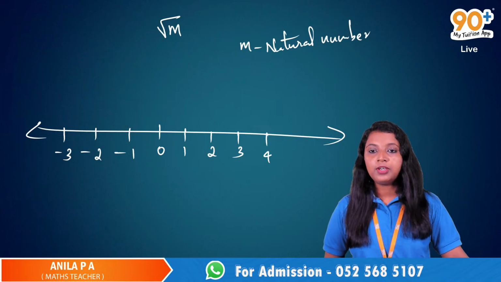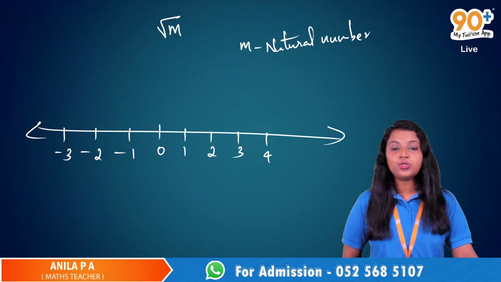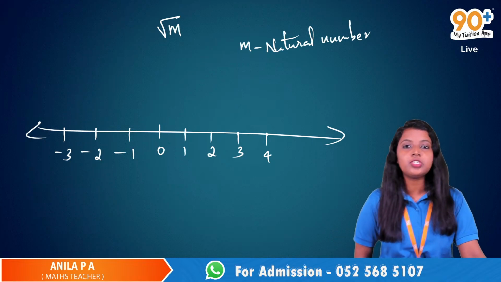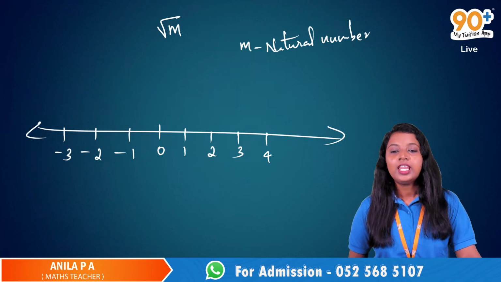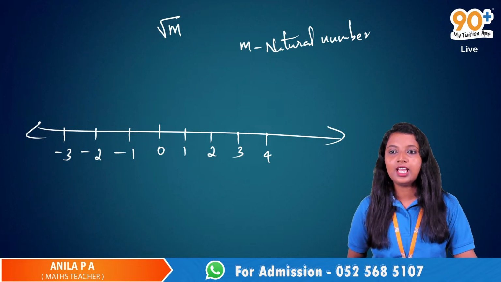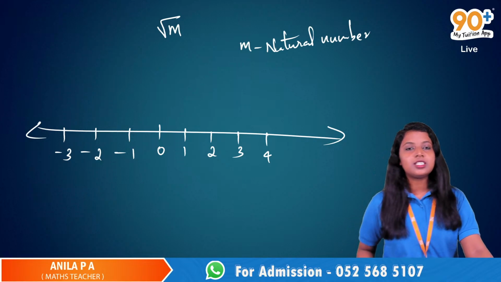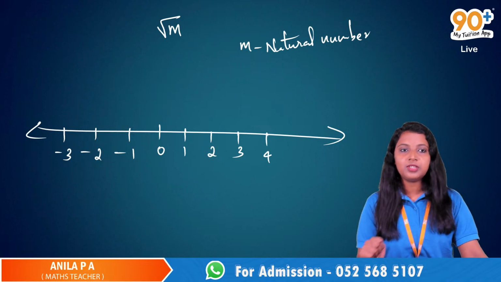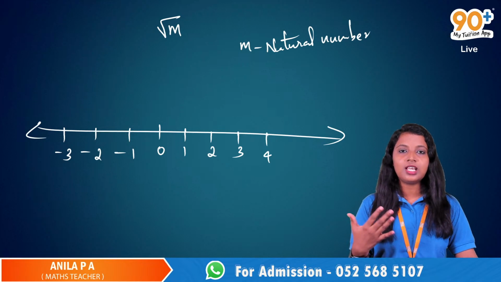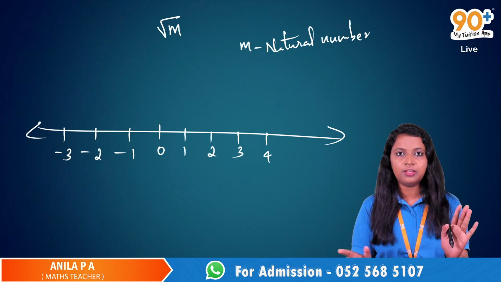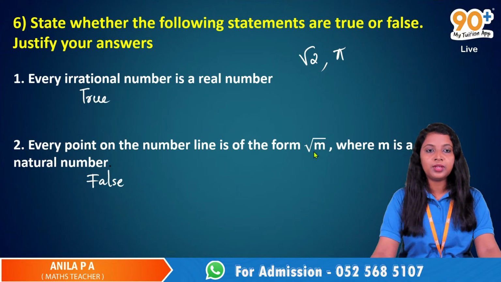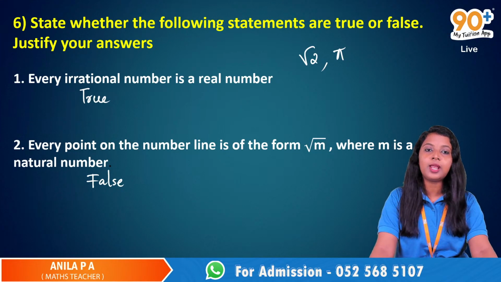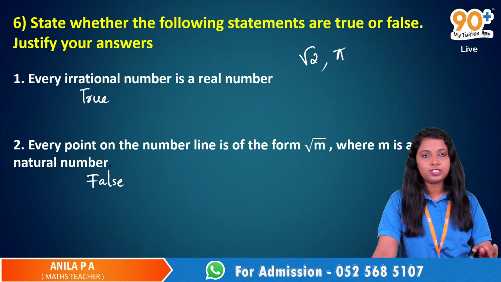Root of 625 is equal to 25, which is a natural number. Yes, but we have an exceptional case. I am asking about negative numbers. Yes, very good, negative numbers. It can be negative. So just consider negative numbers and other numbers on this number line. One exceptional case is enough. So this is false. Every point on the number line is not of the form root m, where m is a natural number. This is a false statement.